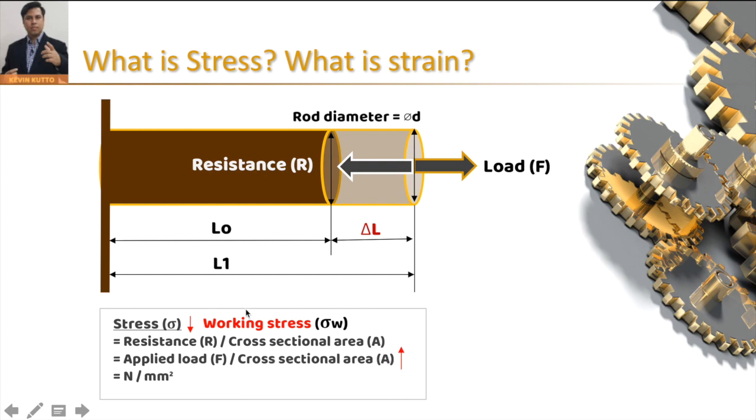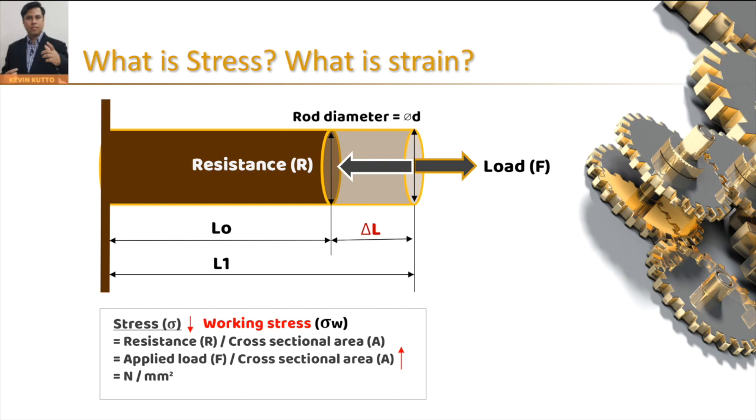If you look at this formula, you will understand that as soon as you increase cross-sectional area, your stress will go down. That means in order to reduce your stress, you have to play with the dimension. So that's how you play with the working stress. Now you know the unit of force is N, and the unit of cross-sectional area is mm square. That's how you get Newton per mm square as the unit of working stress or stress, right?